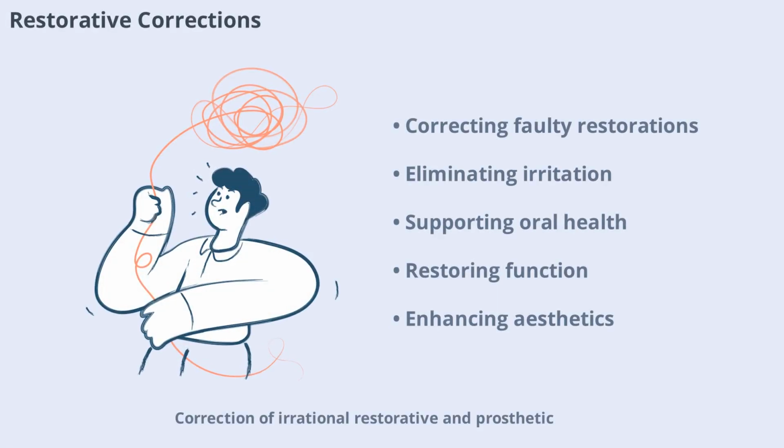Correction of irrational, restorative, and prosthetic factors is crucial in Phase 1 therapy. Faulty restorations, overhanging margins, and poorly fitting prostheses can contribute to plaque accumulation and periodontal disease. By addressing these issues, clinicians eliminate sources of irritation and promote a healthier oral environment.